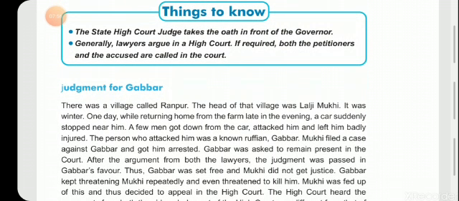Generally, the lawyers argue in the high court. If required, both the petitioner and the accused are called in front of the court. Lawyers argue in front of the court, and if required, the petitioner, the one who has filed the case, and the one against whom the case is being filed, who is called the accused, are called to the court.